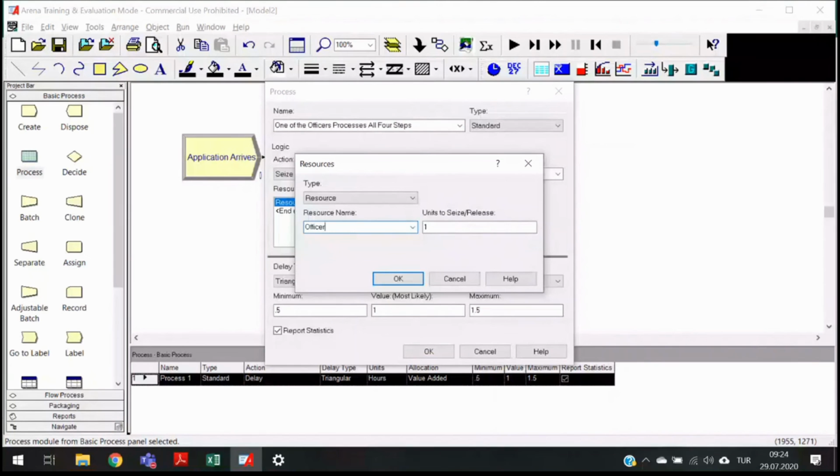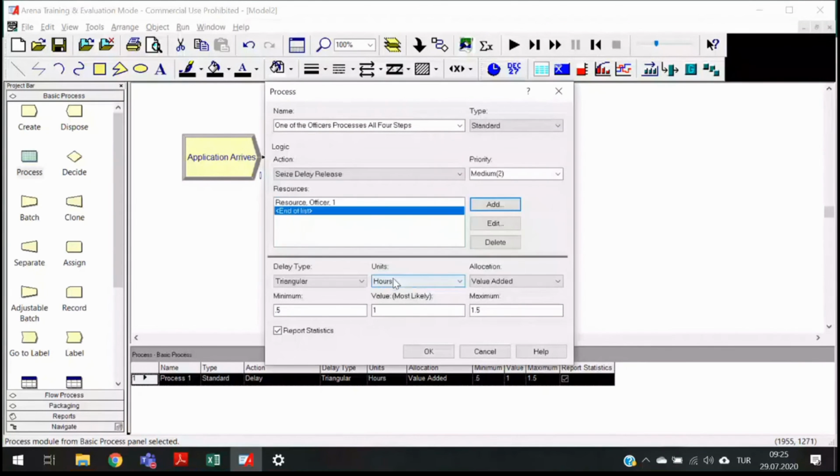And how many units do you seize and release when you want to get a service? Only one of them, right? So you seize and release only one of them. But how many officers do we have? 4, right? We have Alfie, Betty, Chuck, and Doris. So we are going to change that.